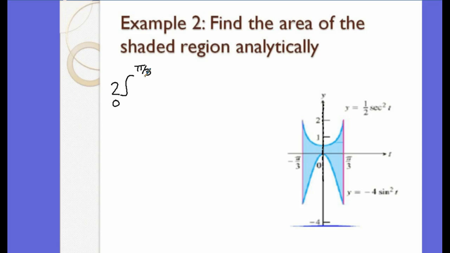What's the top function? One half secant squared. What's the bottom function? Negative cosine.